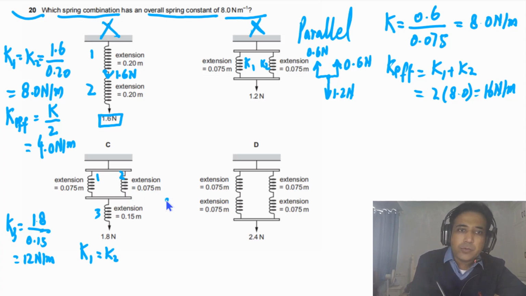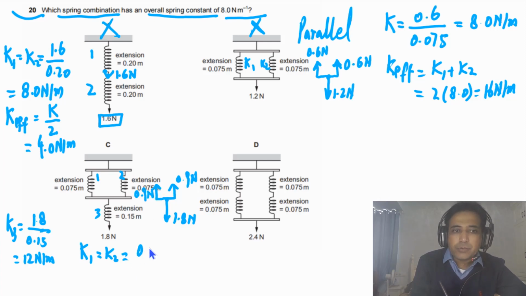In this case, if we want to draw the free body diagram on this rod, we have a 1.8 newton force acting down, 0.9 newtons acting up, and another force of 0.9 newtons also acting up. So the spring constant in this case will simply be equal to 0.9 divided by 0.075. If we solve this one, we get again 12 newtons per meter.